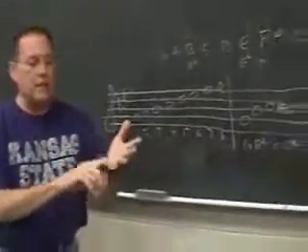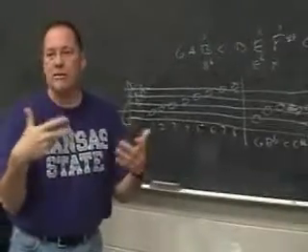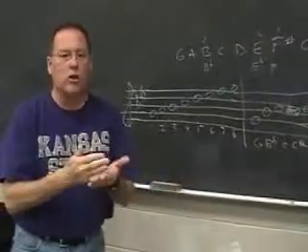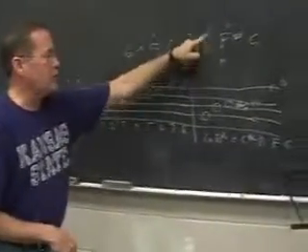So that's G minor. Now you could take this pattern and you could put this on C. So then you have C, D, E flat, F, G, A flat, B flat, C. That's the C minor scale. Whatever note you start on, you do your scale, but you have to lower the third note, the sixth note, and the seventh note.